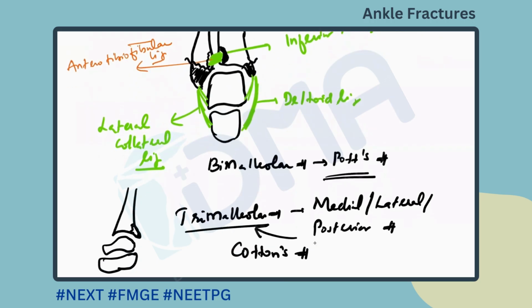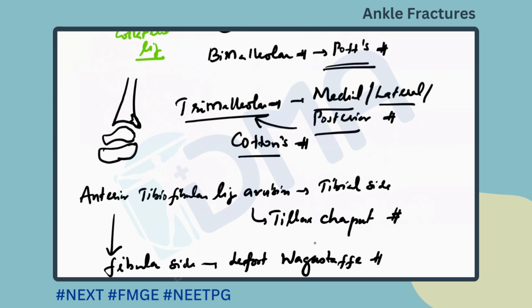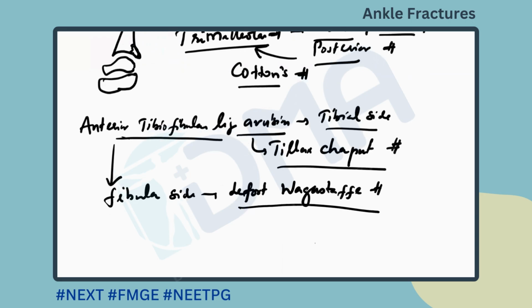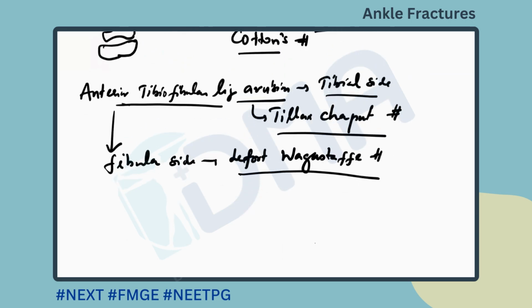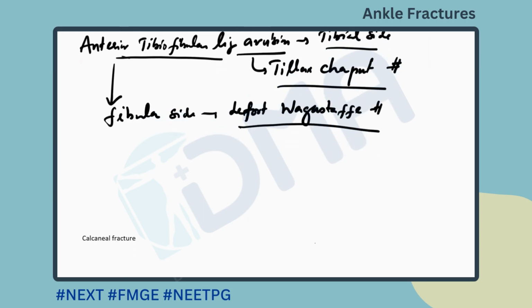In trimalleolar fracture, the medial, lateral and posterior malleoli get fractured. It is also called Cotton's fracture. It is an avulsion fracture when the anterior tibiofibular ligament avulses from the tibial side. Such a fracture is called Tillaux fracture. If it avulses from the fibular side, it is called Le Fort-Wagstaffe fracture. Okay, clear? So this is about the fractures around the ankle.